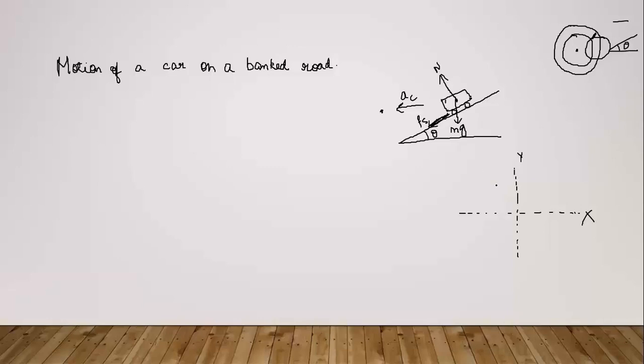So let's see what happens here. n. So suppose this is the normal reaction. See, if this is theta, so this angle must also be theta. Okay, so this is normal reaction. So if this is theta, then this component will be n cos theta, and this component would be n sin theta. Now another one is mg. Okay, then another one is friction f s.